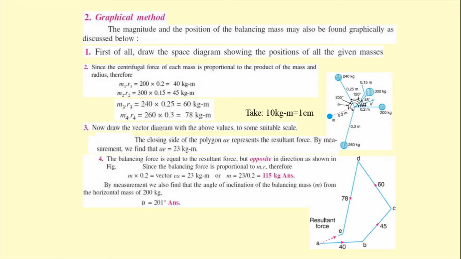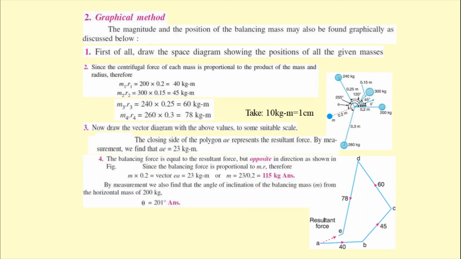Then, because we are using the graphical method, we have to construct the vector diagram. In the vector diagram, using a suitable scale, taking 10 kg meter equal to 1 centimeter or 10 millimeter, from A to B we have 40 kg meter, so we take 4 centimeter. Then from B to C, it has an inclination angle of 45 degrees, and the length should be 45 millimeter or 4.5 centimeter accordingly.